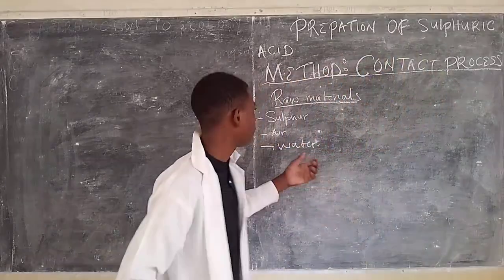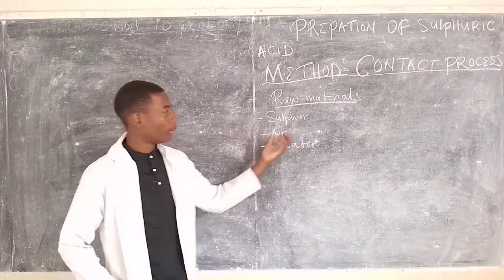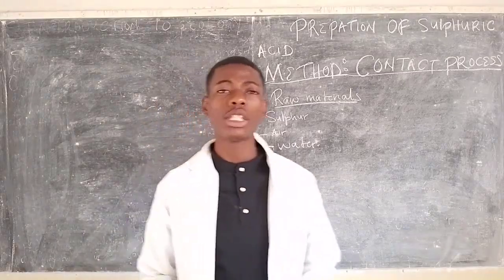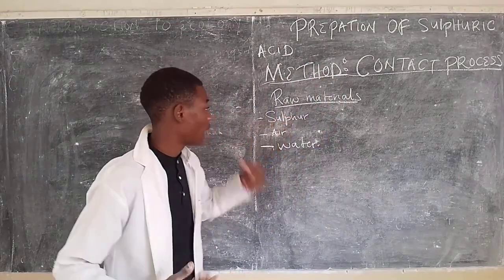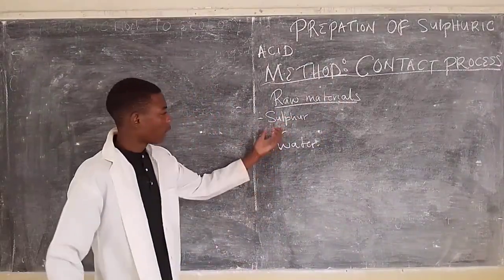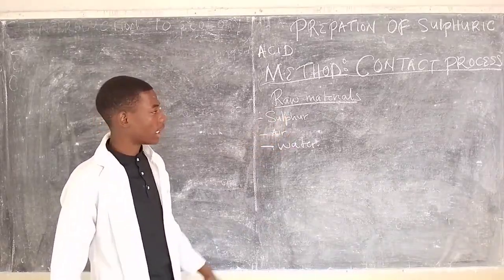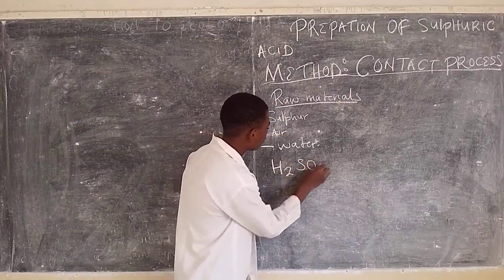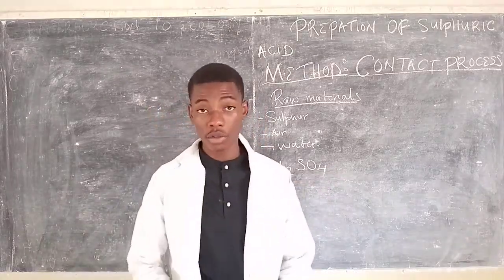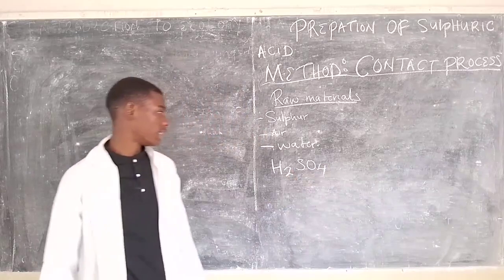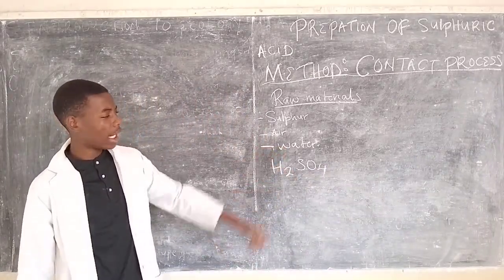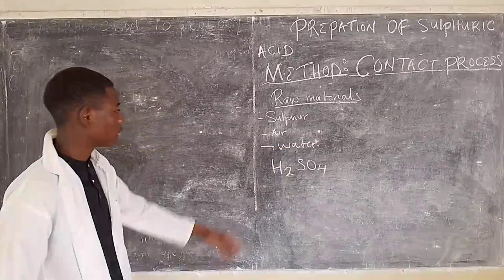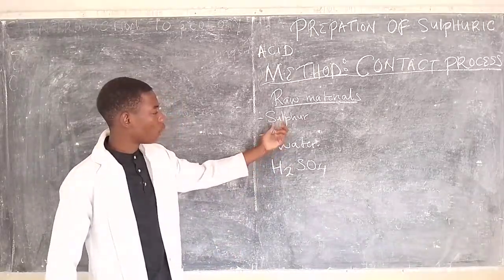The first thing that is important is the raw materials. The raw materials are sulfur, air, and water. How do they use these to create sulphuric acid? Sulphuric acid has the chemical formula H2SO4. So how do we reach this state? From water we need hydrogen, from air we need oxygen. So at first, we need to react these two.